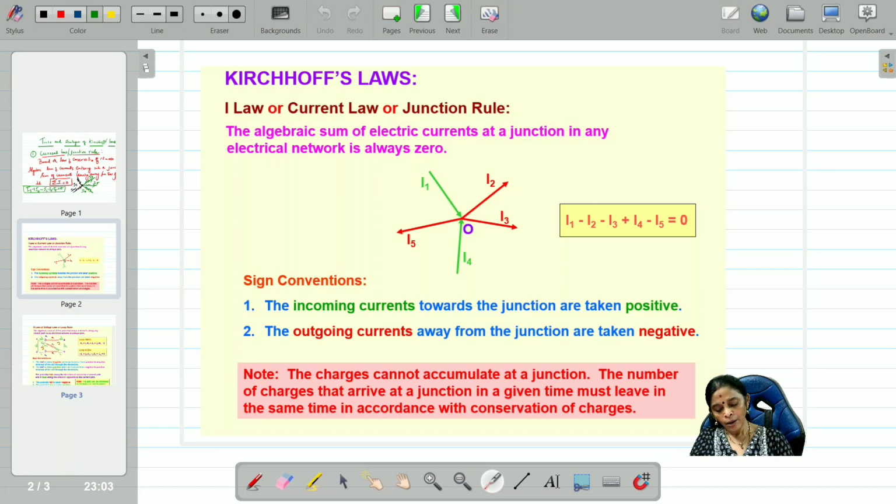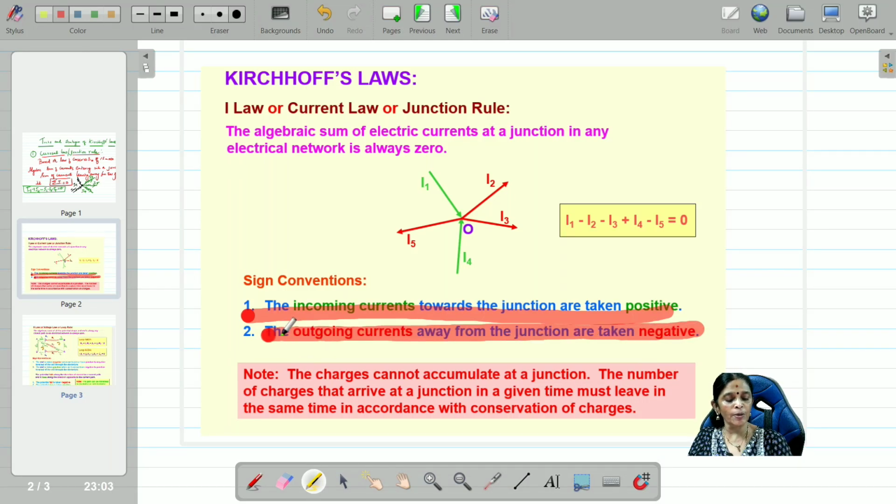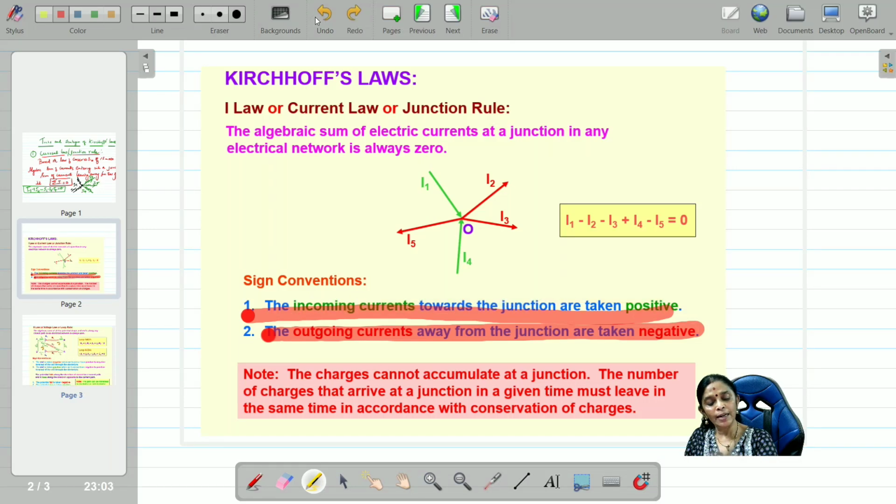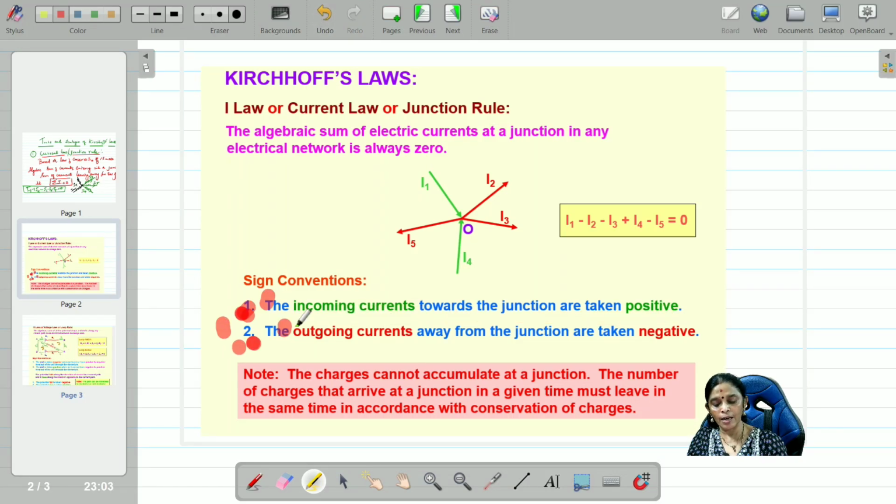Sign convention: what is the sign convention? The incoming currents towards the junction are taken as positive. That means the current which is entering into the junction is taken to be positive, and the current which is leaving out the junction is taken to be negative. Hope you understand that. In that way only we have done this.